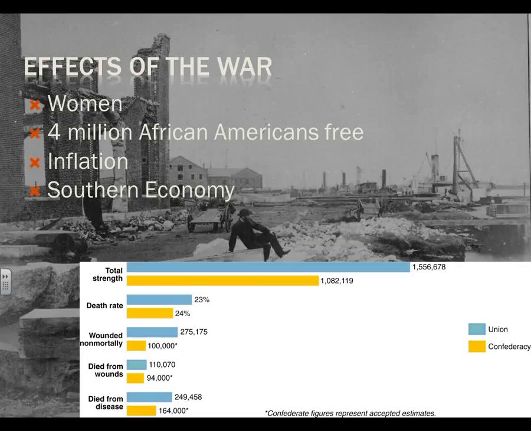4 million African Americans, former slaves, are now going to be free. And the question about what we are going to do with these people and how we are going to integrate them into society becomes the next pressing issue that will take us a whole century to try to sort of halfway figure out, and we're still working on that today.